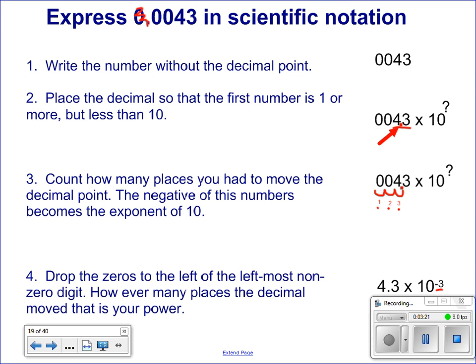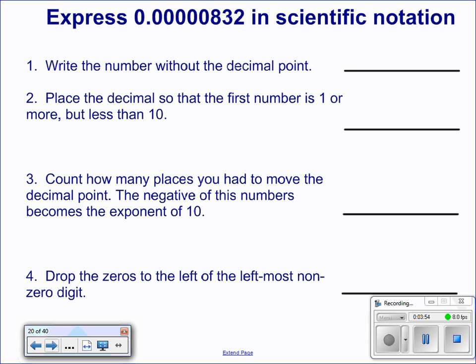You drop the zeros to the left of the most non-zero digit. So I'm going to get rid of all these zeros that were in front because they don't hold any value now. And I get 4.3 times 10 to the -3rd power. Here we're not going to make this into a positive exponent. We're going to leave it as -3rd, because I want all my scientific notation problems written out the same way. So that would be that number in scientific notation.